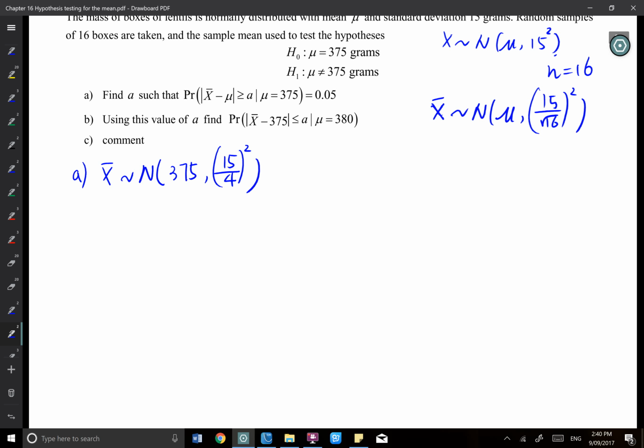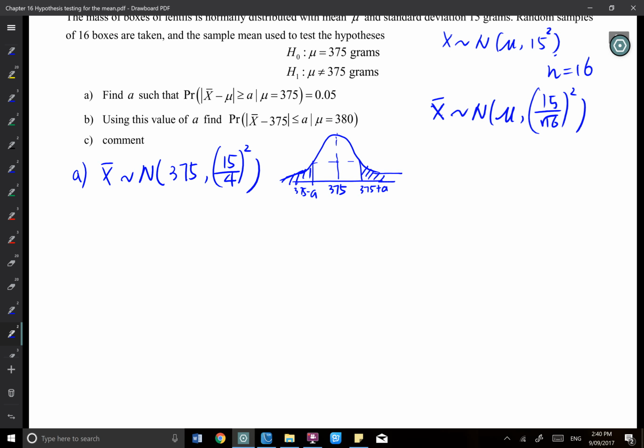So what I'm looking for is, okay, I'll just draw the graph and let you know what you're looking for. And you want this greater than a. So the distance here is a and a. So that's 375 plus a. Okay, this value. So you want this part, and that's 375 minus a. You want those two parts to give you 5%. So it's 2.5% on each side, right?